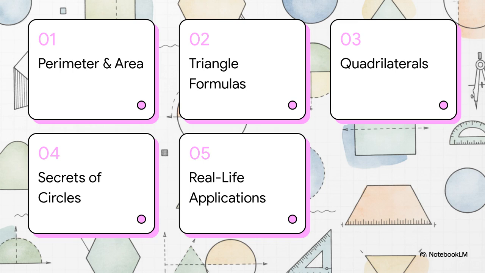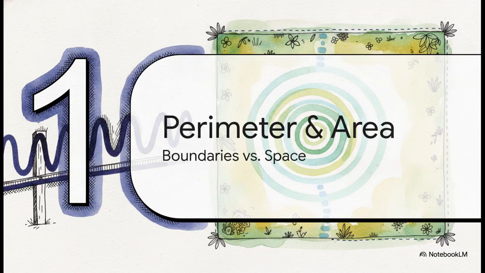Okay, here's our game plan for today. First, perimeter and area defined. Then, tackling triangle formulas, calculating complex quadrilaterals, unlocking the secrets of circles, and finally, applying these formulas to real life. Kicking things off with Section 1, perimeter and area defined.